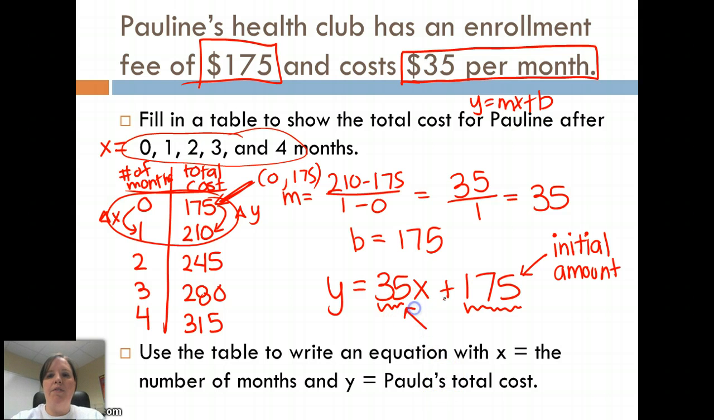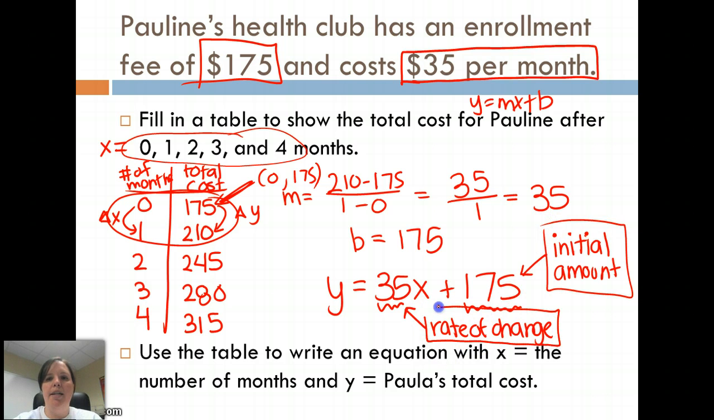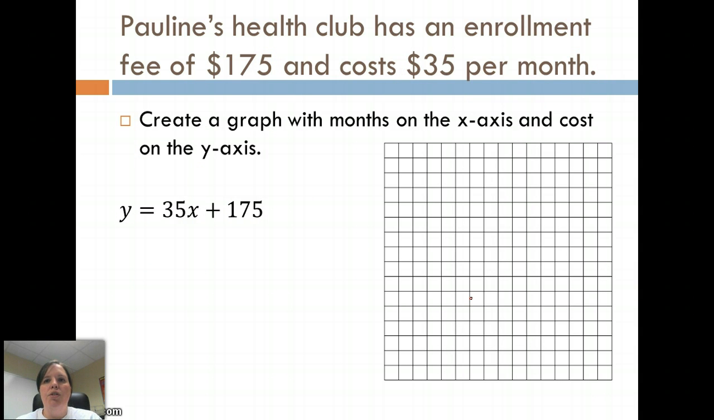And then what would 35 represent? Well, think about what slope represents in general. Another word for slope would be rate of change. So this is the same thing. In our question, what's the changing amount? The rate of change is that every month there's a change of $35 more that it costs. So keep these ideas in mind, and it'll help you a lot with writing equations for linear situations. So if we continue, what other things might you be asked to do? Well, you might be asked to create a graph, and it says a graph with months on the x-axis.